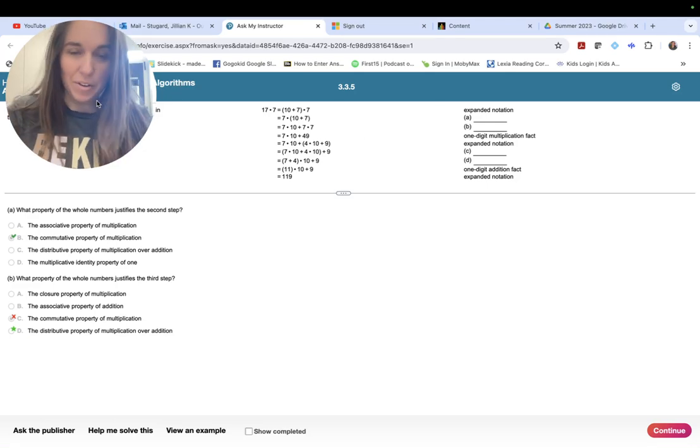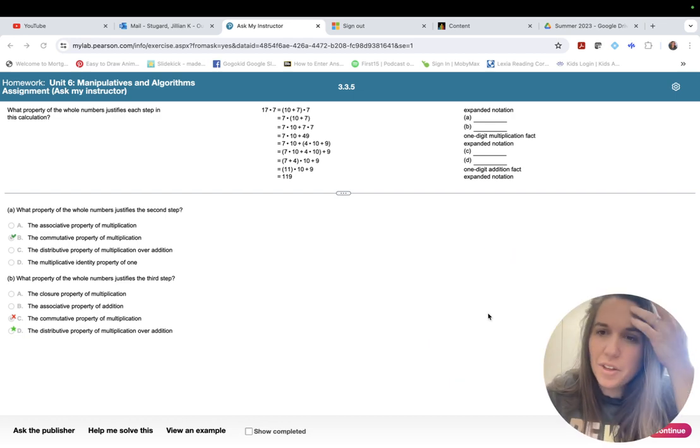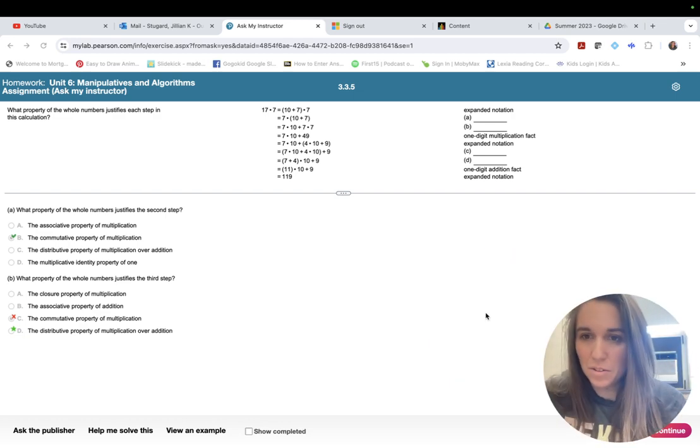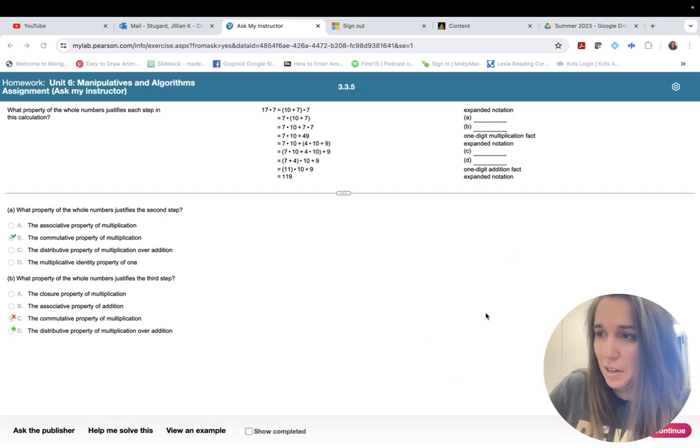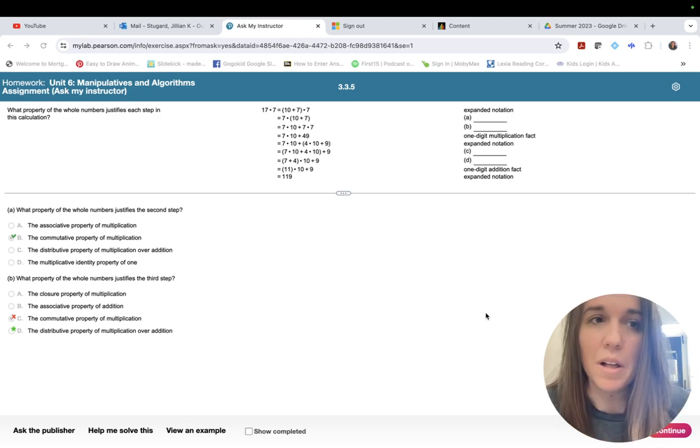Hi, Caitlin. Okay, so let's take a look at this problem you sent me. The properties can definitely be tricky, so I absolutely understand why you reached out. And I think once we talk through them a little bit, it will help a lot.